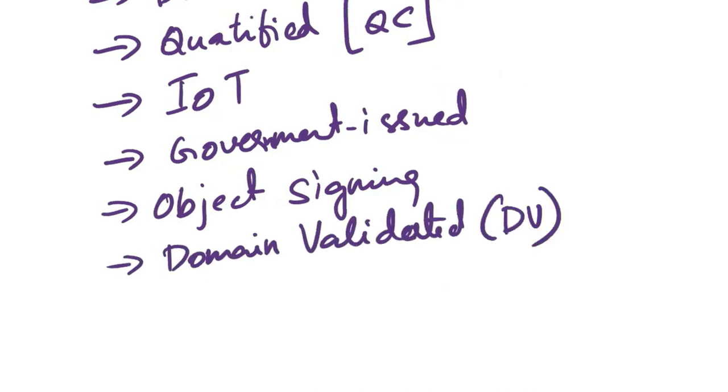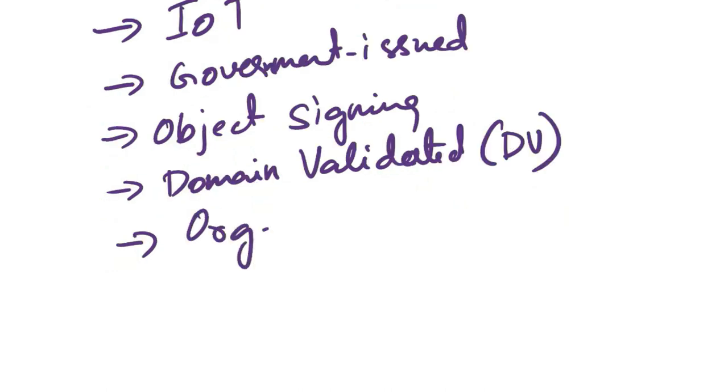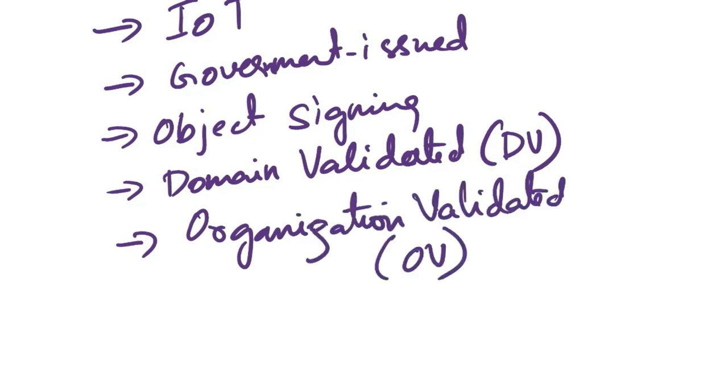DV. These certificates verify domain ownership but do not perform extensive identity checks on the certificate holder. They are often used for basic website encryption. Next is organization validated certificates. In addition to domain validation, OV certificates also verify the organization's identity. They are used to provide an extra layer of trust for websites and online services.